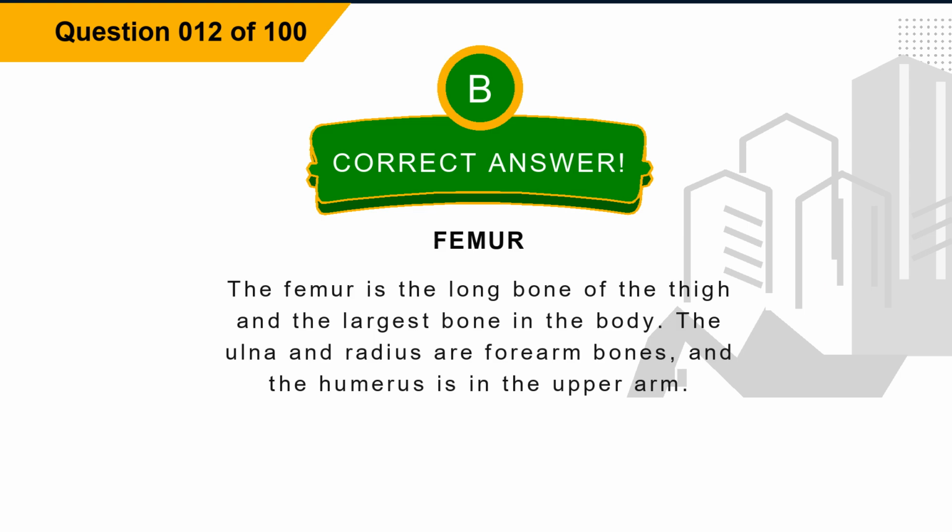Explanation. The femur is the long bone of the thigh and the largest bone in the body. The ulna and radius are forearm bones, and the humerus is in the upper arm.